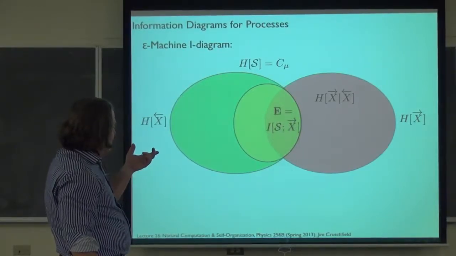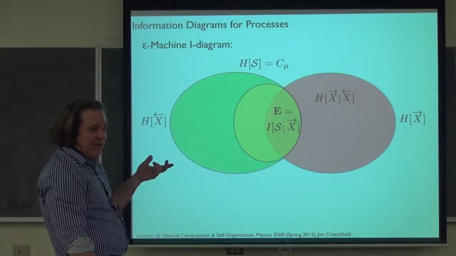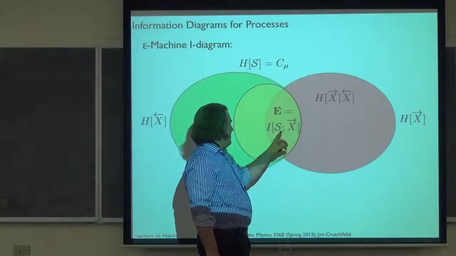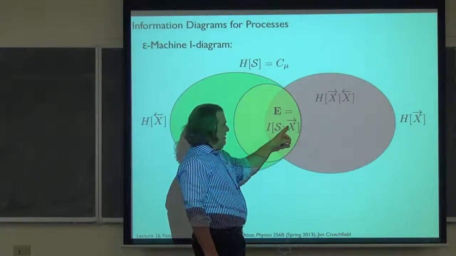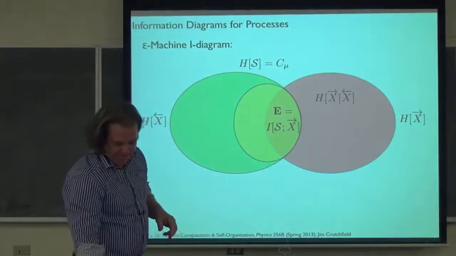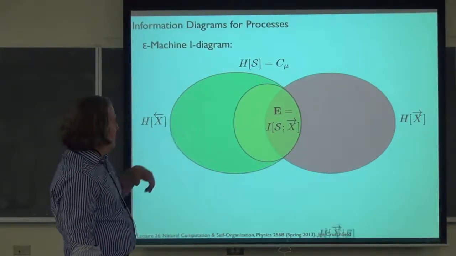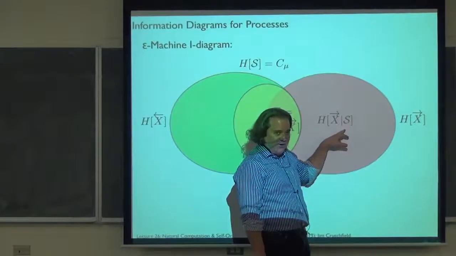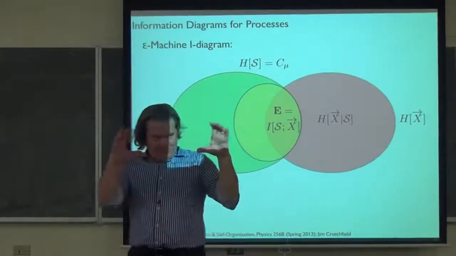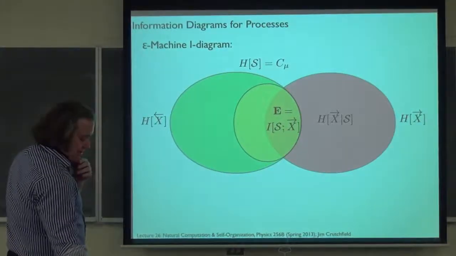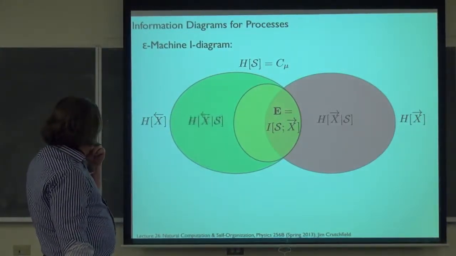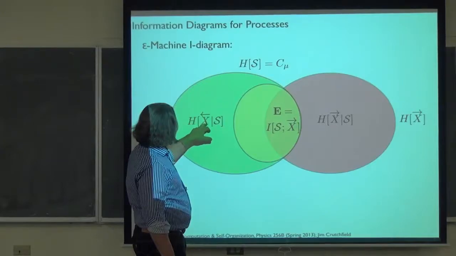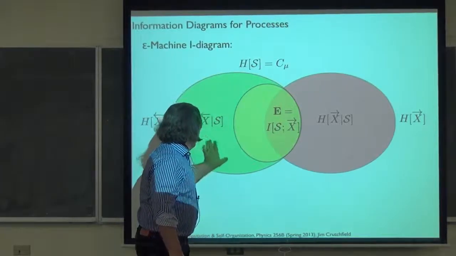In fact, as we did before, I can replace histories with causal states. They give me essentially the same information. So now E is not only the mutual information between the past and the future, it's the mutual information between the causal state and the future. I can do the same thing over here. I had the uncertainty in the future given the past. Well, that's the same thing as the uncertainty in the future given the causal state. So now we're starting to simplify the diagram a bit using the causal states. There's quite a bit we can say about this. Same thing over here. This was the uncertainty in the past given the causal state. That's this green wedge here.